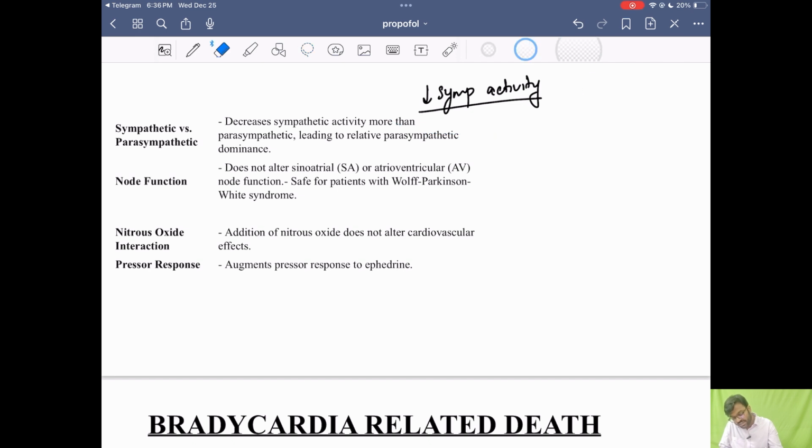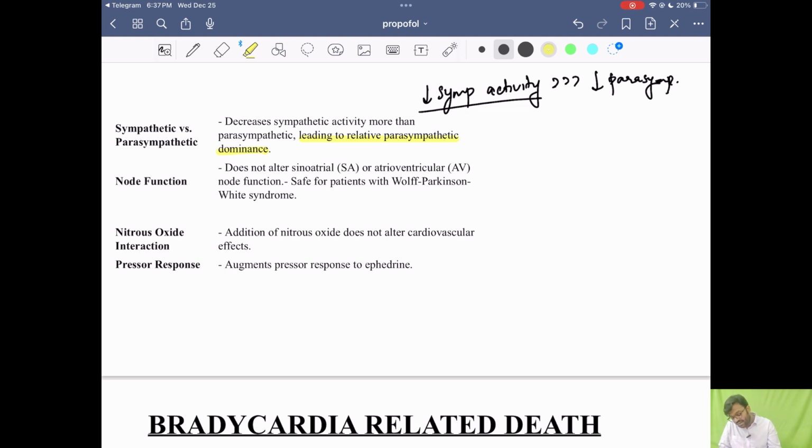The sympathetic reduction is more than the parasympathetic reduction. And what does it lead to? It leads to a relative parasympathetic dominance. There is parasympathetic dominance after propofol administration. So parasympathetic action is actually a reduction in the heart rate, technically.